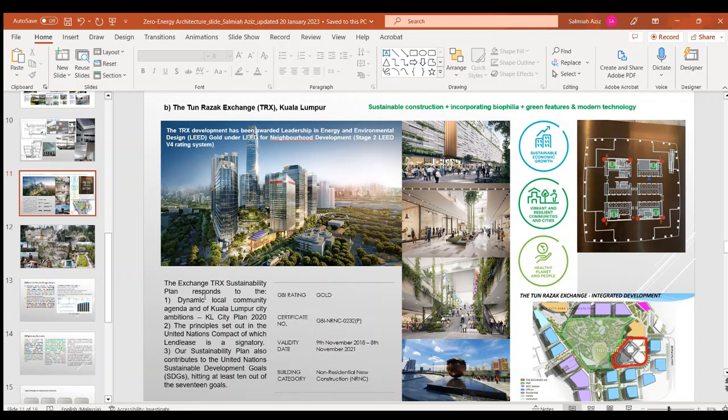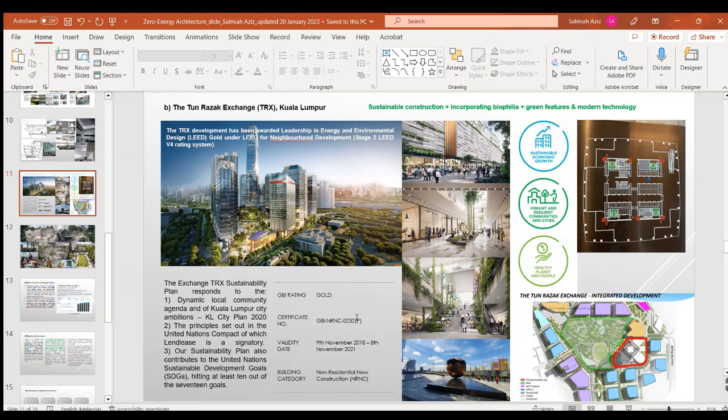So the Exchange TRX sustainability plan responds to the dynamic local community agenda and Kuala Lumpur City ambitions, the City Plan 2020. The principles set out in the United Nations Compact, of which Lendlease is a signatory. The building sustainability plan also contributes to the United Nations Sustainable Development Goals, SDGs, which covers 10 out of 17 goals at the building. Yeah, so meaning that the building covers 10 agendas of SDGs. So it is really good, by the way.